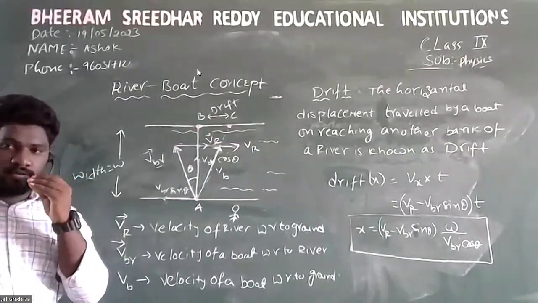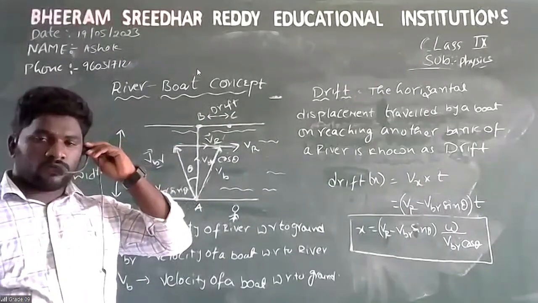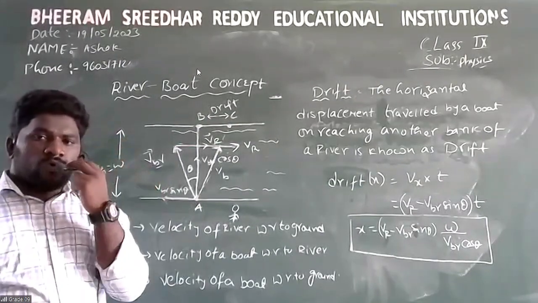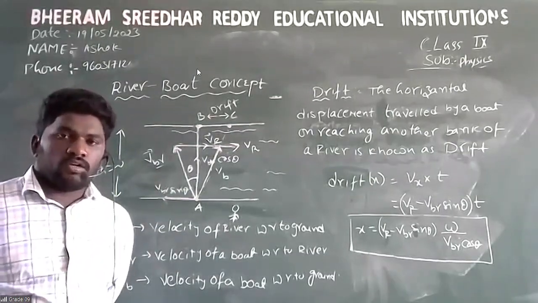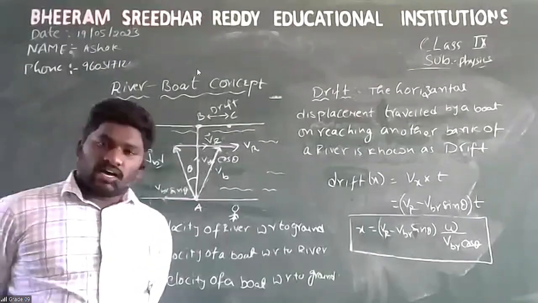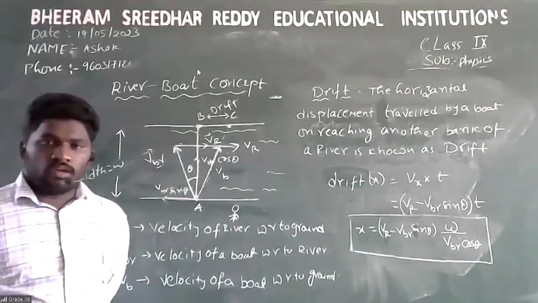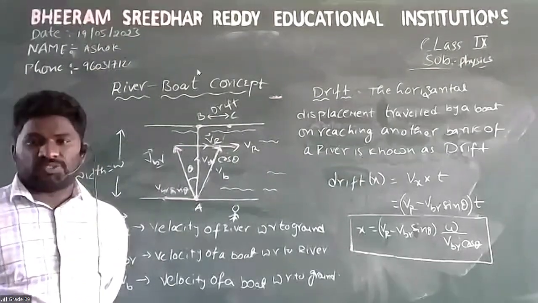Okay, Nana, look here. Okay, Nikhil. What is the difference between range and drift? Super question, Nana. Okay. Range and drift, both are horizontal distances only. Okay, Nana? Range and drift, both are horizontal distances only.